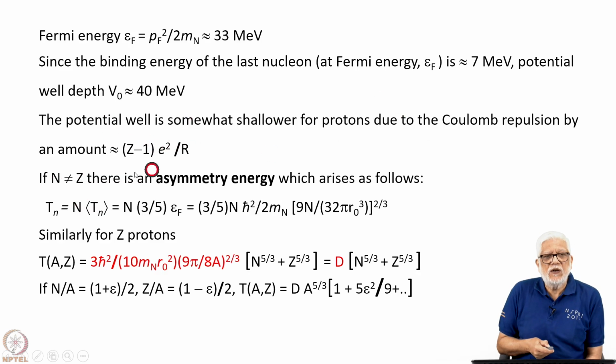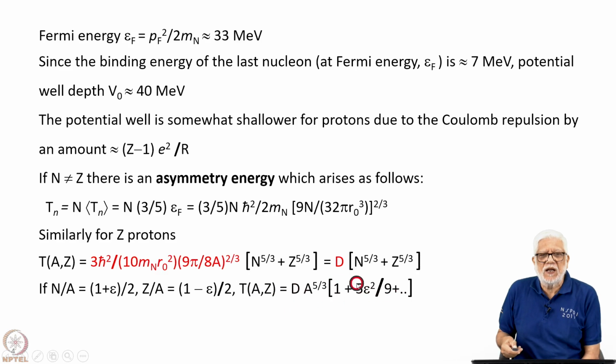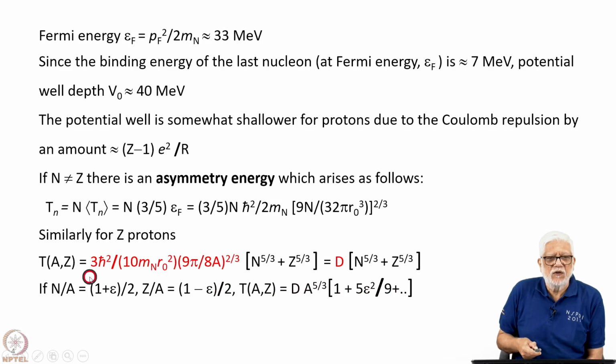then you can see that this potential well is a bit shallower for protons. If N is not equal to Z, then there is an asymmetry energy which arises as follows: the kinetic energy term is just N times T_n for the neutrons, and similarly for the protons, and then you can get an energy contribution, T of A, Z, which is equal to some constant times A to the 5/3 times (1 plus 5 epsilon squared by 9), where epsilon is the neutron-to-proton asymmetry. So if it is a small number like 0.1, then N by A is slightly larger than half, and Z by A is slightly less than half.